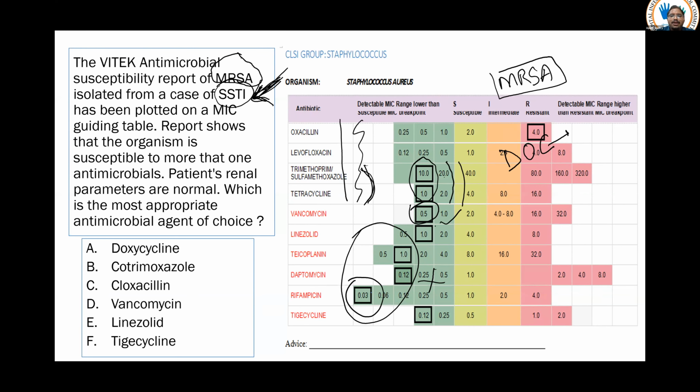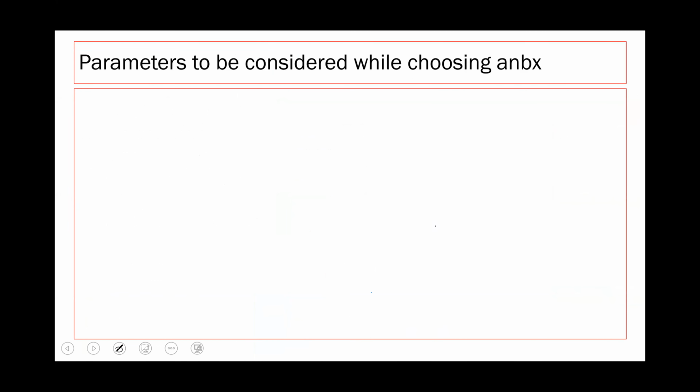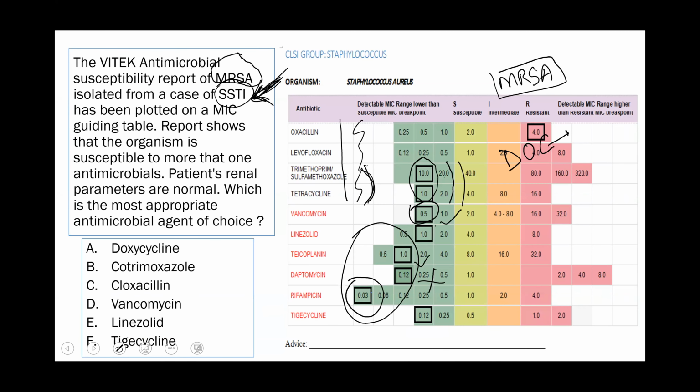Dr. Ketan, I have one small doubt. Yes, ma'am. In the VITEK, you get a truncated MIC, you don't get the exact MIC. How do you go about that? Yes, ma'am. This would be a limitation. We'll be discussing the limitations.